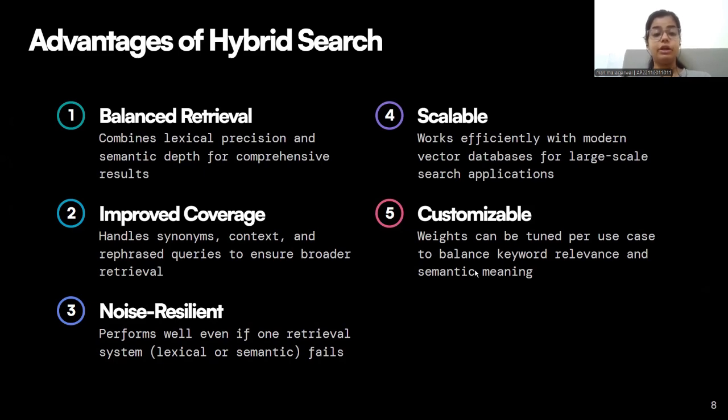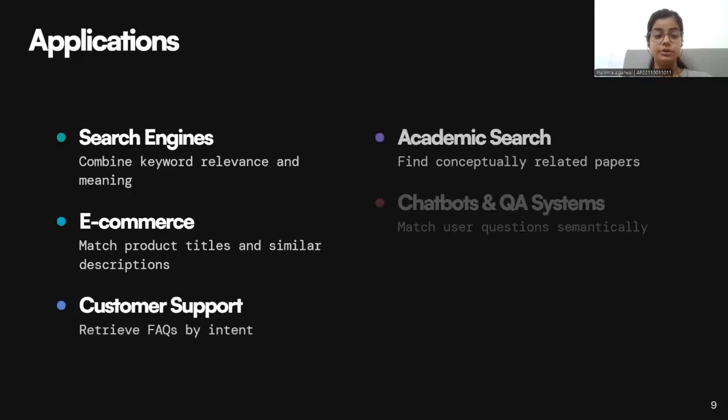So what are the advantages of hybrid search? First, it gives balanced retrieval, combining exactness and meaning. Second, it improves coverage, handling synonyms, context, and rephrased queries to ensure broader retrieval. Third, it is noise resilient, performing well even if one retrieval system fails. Fourth, it is scalable, working efficiently with modern vector databases for large-scale search engine applications. Fifth, it is customizable. Weights can be tuned per use case to balance keyword relevance and semantic meaning.